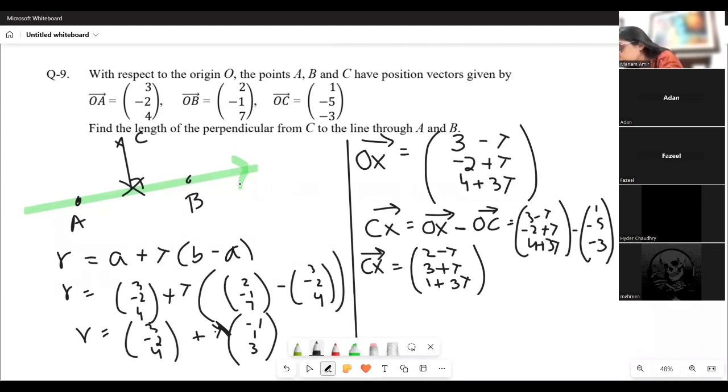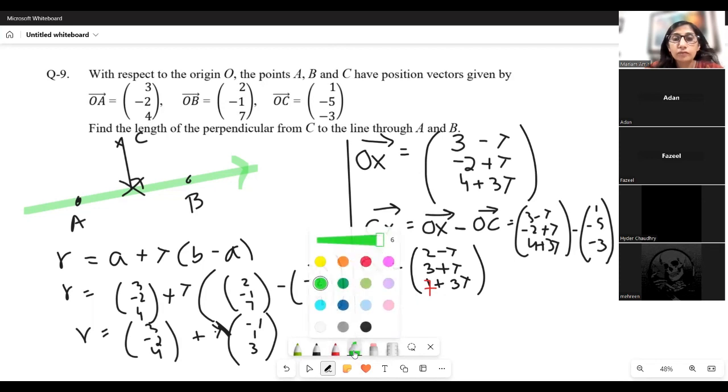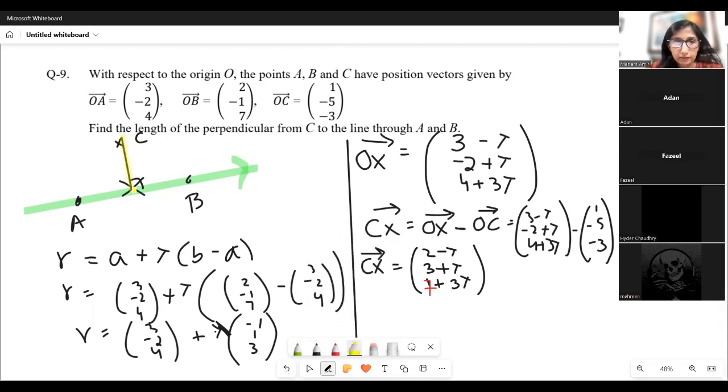Seven. Should be 7. Yes, it will be 7. So yeah, found a mistake. 7 plus 3 lambda. Okay, so that's CX. Now we have the column vector CX, and we know CX is going to be perpendicular to this direction vector.